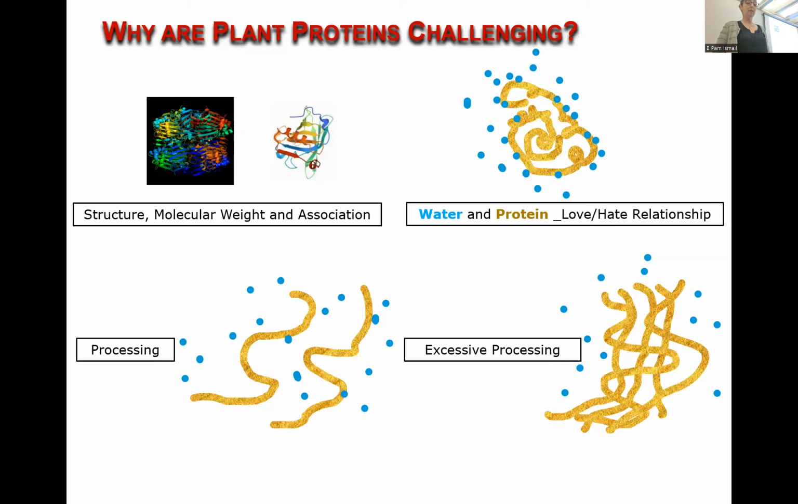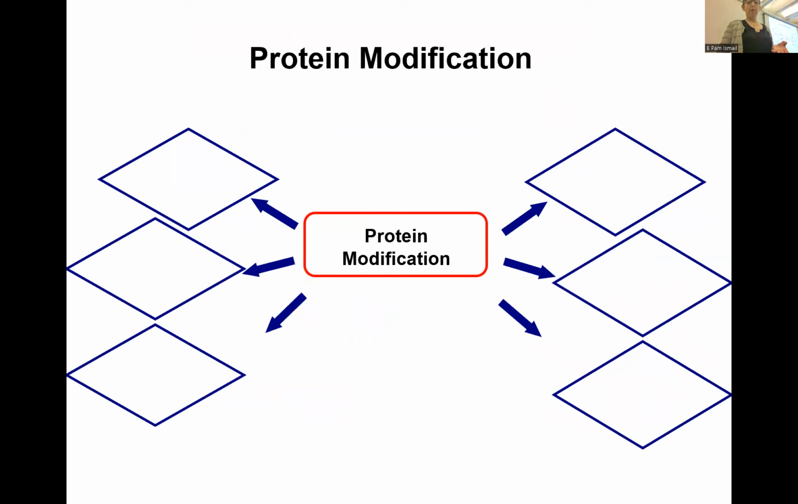Okay, so basically proteins are complicated and hard to work with. Then we think about how we can modify their structure to enhance their functionality. So what are the different ways we can modify the protein? Go ahead, Ellie. Hydrolysis. So, hydrolysis belongs to what category of modification? Enzymatic modification. Okay. What else?